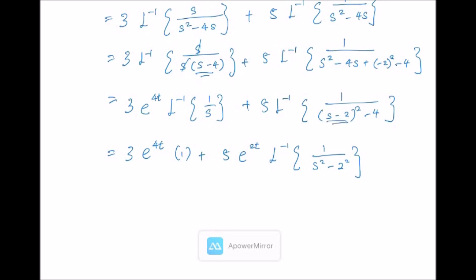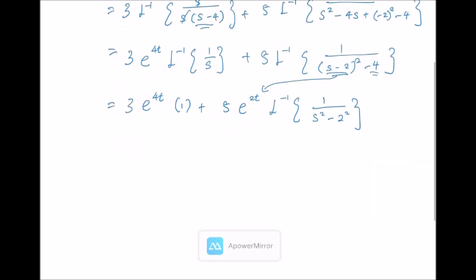Because this part we already transferred to here, so we just left s squared minus 2 squared, which is 2 power of 2. Then we simplify again into 3 exponent 4t plus 5 exponent 2t. If in this form, mostly if it is negative, this is for the cos or sinh. And then we don't have the s here, so mostly it is the sinh.